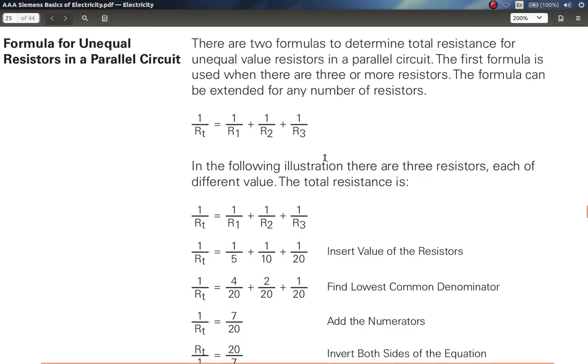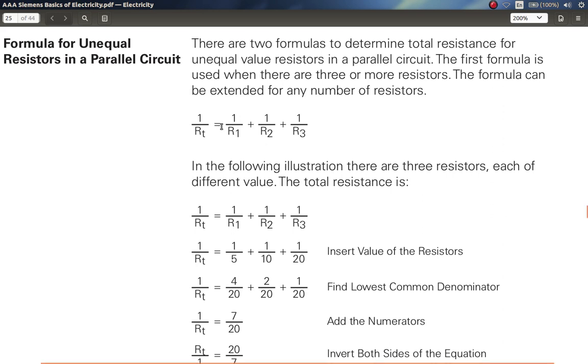Now we're looking at the situation where the resistances are not the same. Formula for unequal resistors in a parallel circuit. There are two formulas to determine the total resistance for unequal value of resistors in a parallel circuit. The first formula is used when there are 3 or more resistors. The formula can be extended to any number of resistors. Well, they say when there are 3 or more resistors, but I've found that it also works when there are 2 resistors.